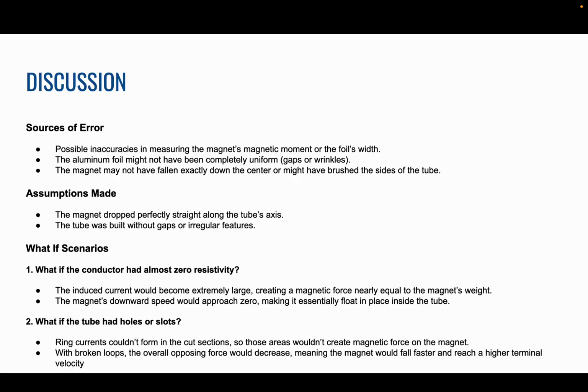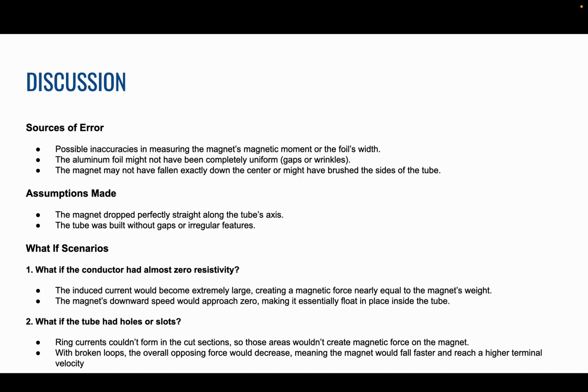What-if scenarios. For the first what-if scenario, if the conductor had almost zero resistivity, the induced current would become extremely large, creating a magnetic force nearly equal to the magnet's weight, and the magnet's downward speed would approach zero, making it essentially float in space inside the tube.